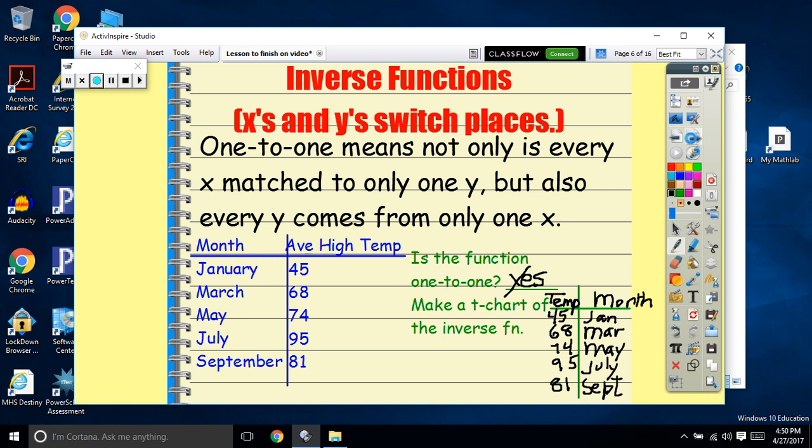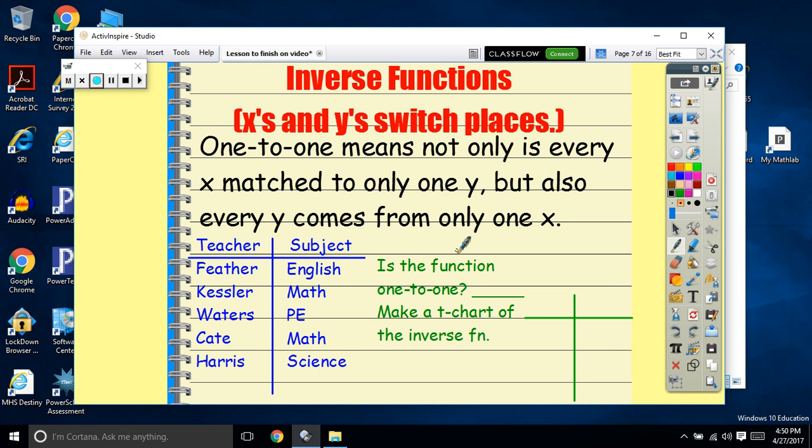All right, we're going to do another one similar. Now, the blue table of values is a function because Feather is only listed as teaching English. Kessler is only listed as teaching math. Waters is only listed as PE, Kate only as math, Harris only as science. Harris, for instance, is not listed as teaching both math and science, so it is a function. But is it a one-to-one function?